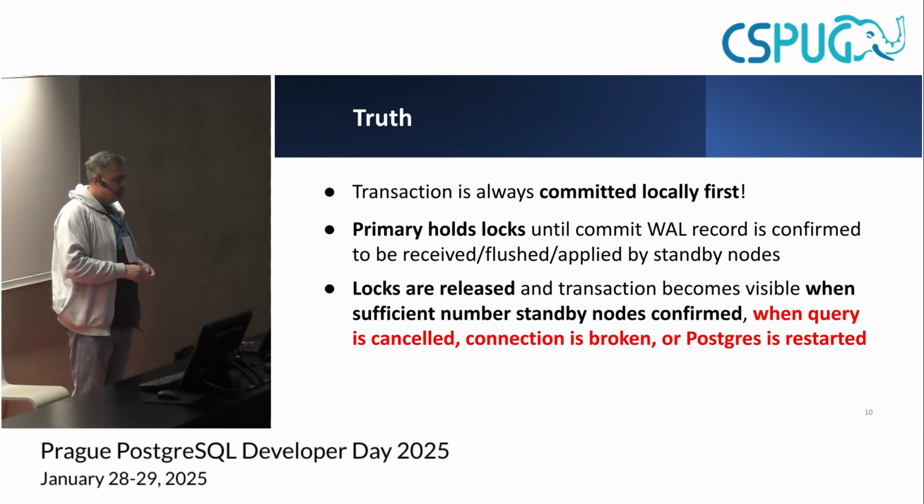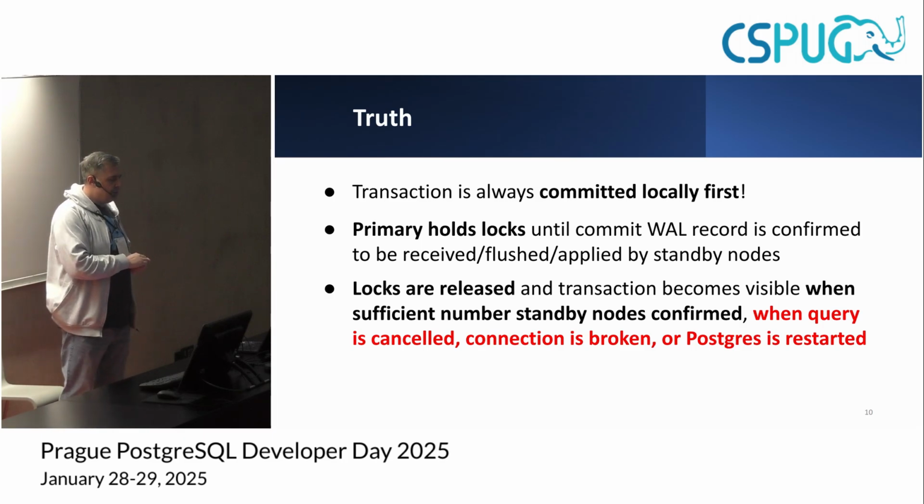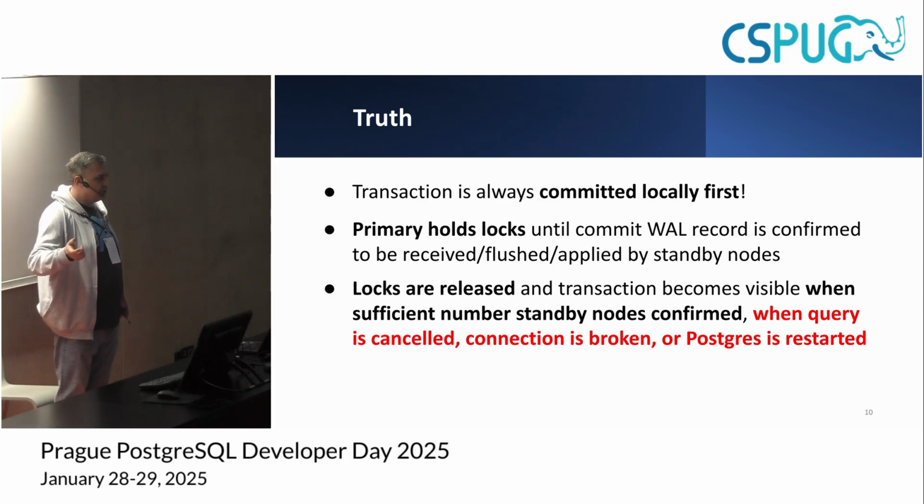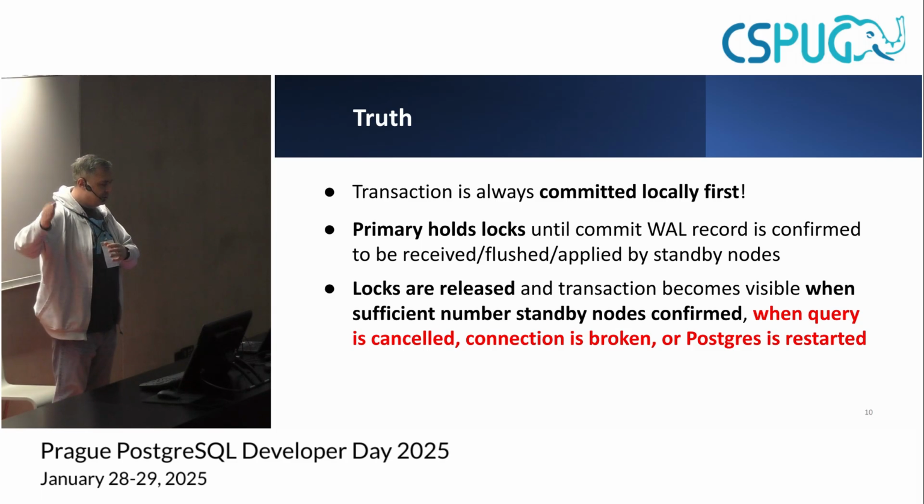But what's important, the primary holds some locks, and this transaction is not visible to other connections on the primary until those locks are released. And those locks are released only when a sufficient number of standby nodes confirmed that they received this commit record.